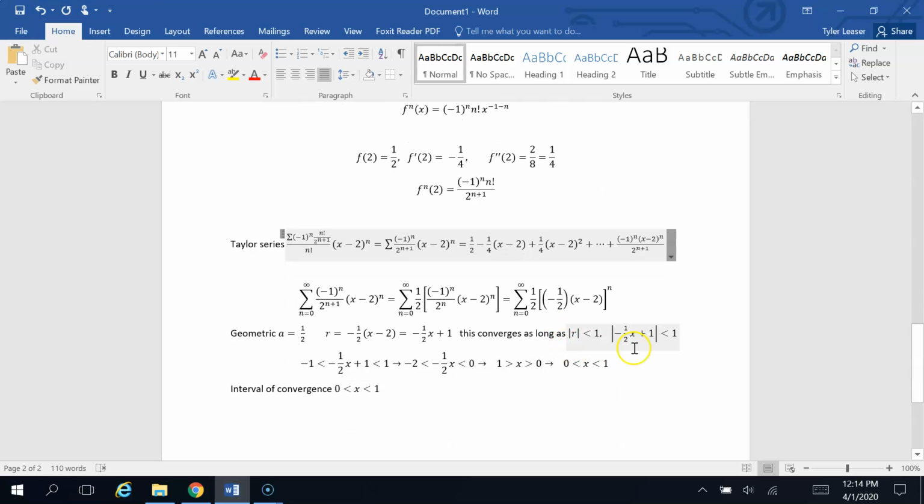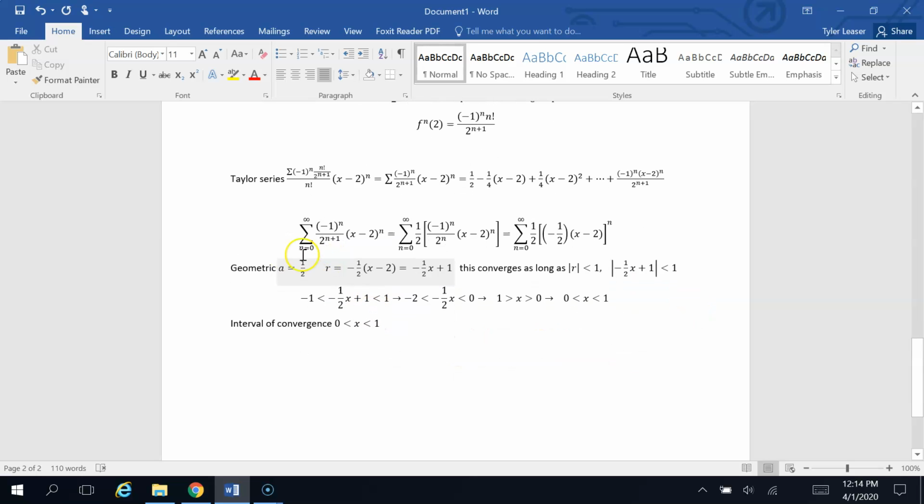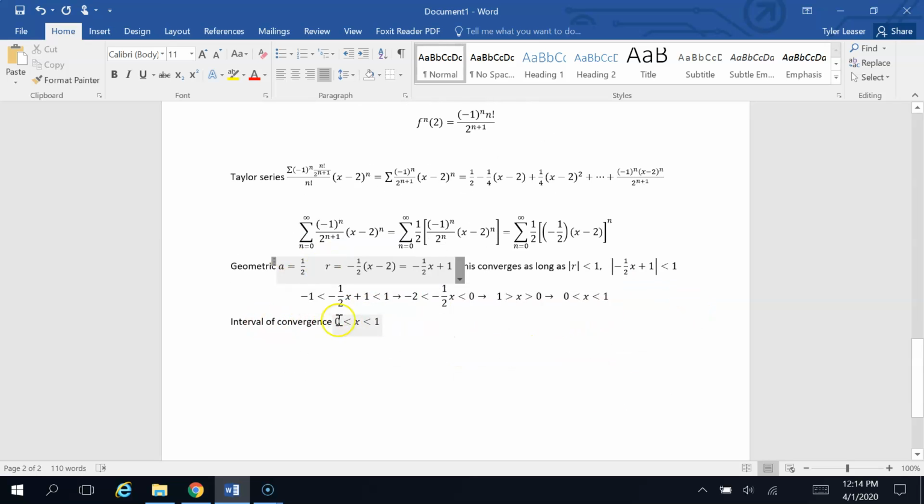Then it asks us to find the interval of convergence, and I just did geometric here because I noticed that this was a geometric series. We just had to be a little bit careful about the exponents, and then just following along, we get that our interval of convergence is between 0 and 1.